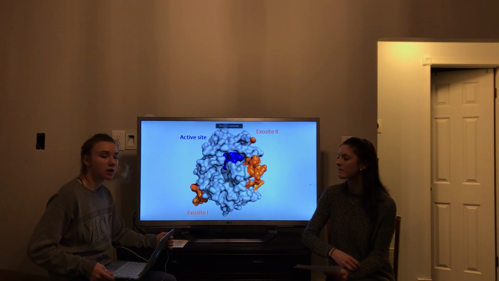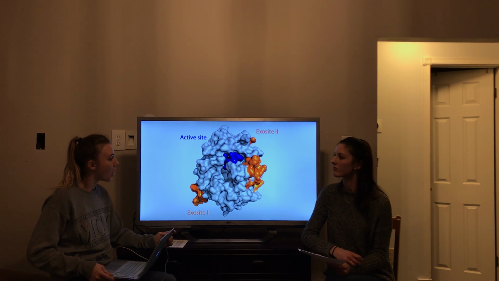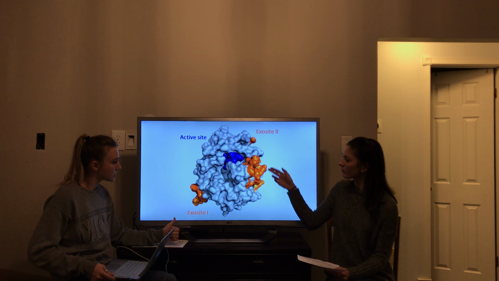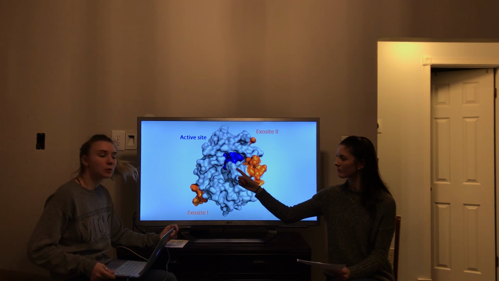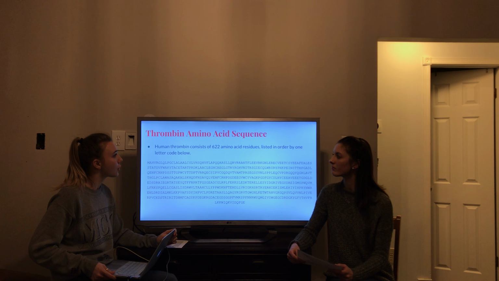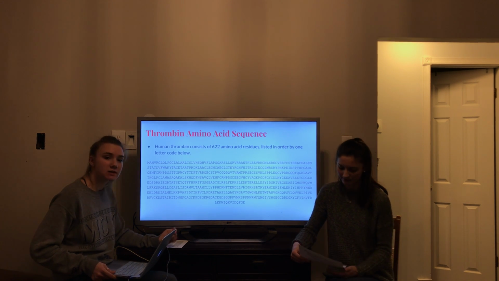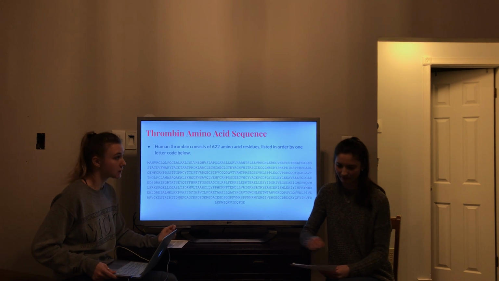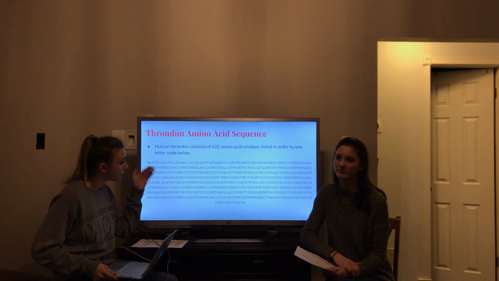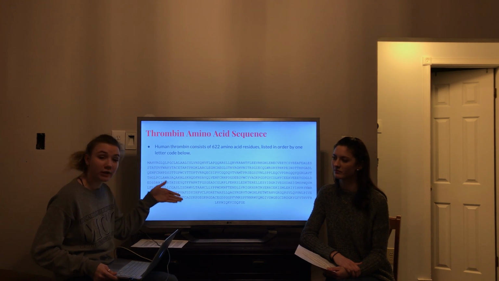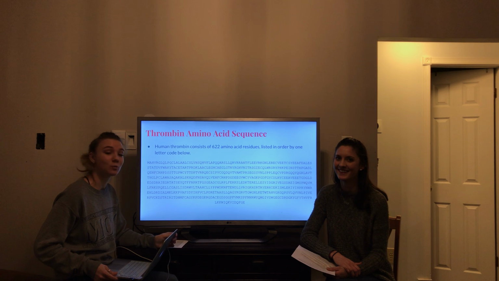This is just another diagram of the protein itself with the exosite 2, the exosite 1, and the active site in the middle. The thrombin amino acid sequence consists of 622 amino acid residues listed in order 1 by 1 by letter code below. If you would like to write them all out, have at it. We decided not to.